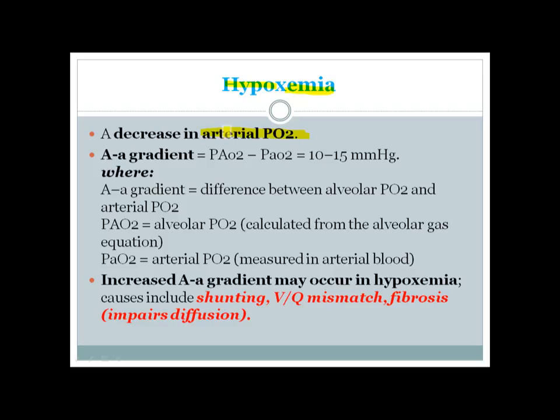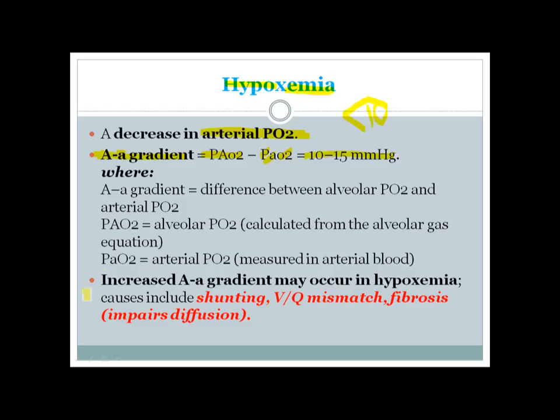hypoxemia. And one important indicator of hypoxemia, especially to find out the cause of hypoxemia, is the AA gradient, which is the alveolar arterial gradient. This is the difference between the partial pressure of oxygen in the alveolar air and the partial pressure of oxygen in the arterial blood, which is typically about 10 to 15 millimeters mercury, and most commonly less than 10.